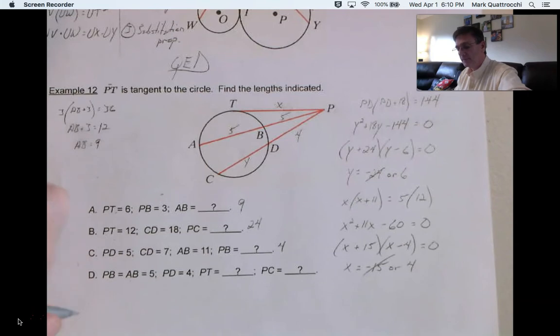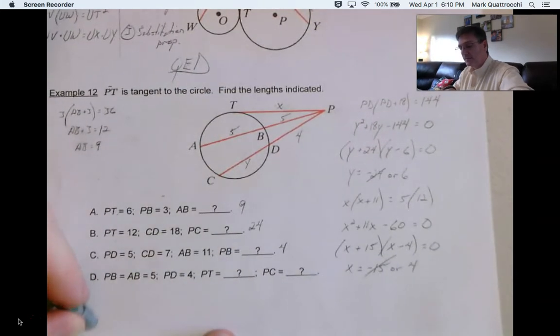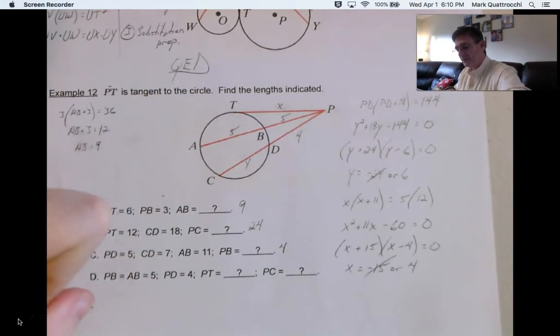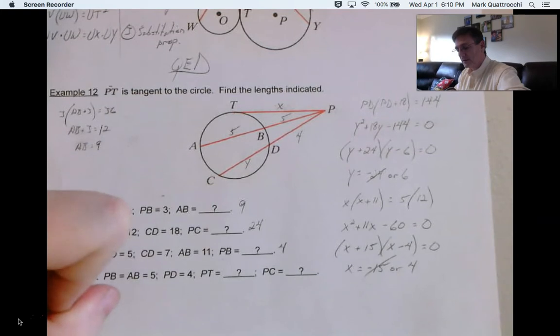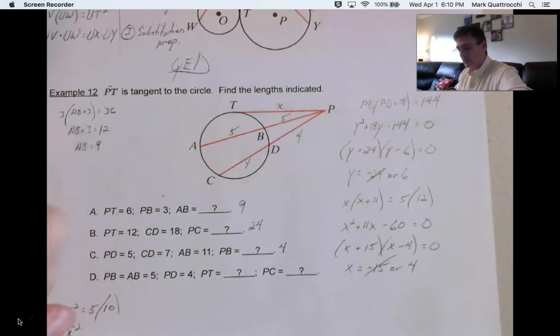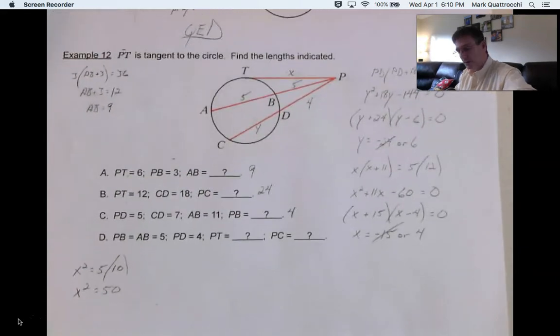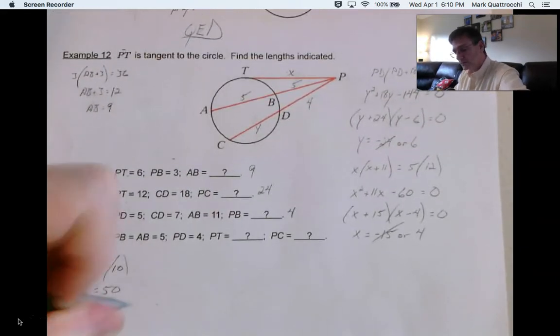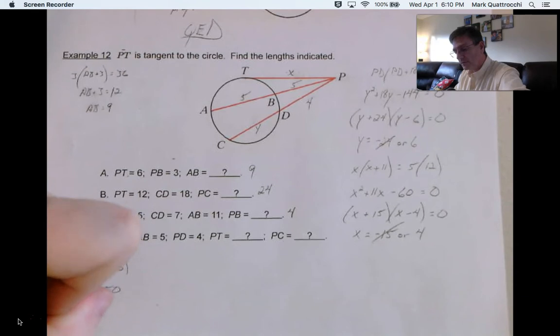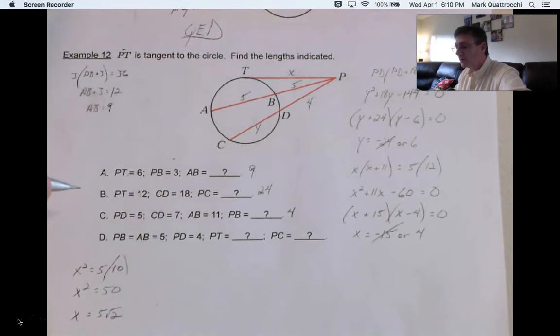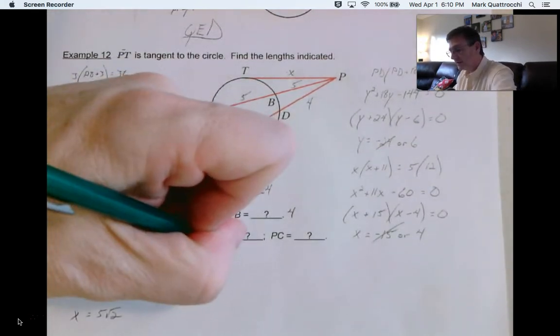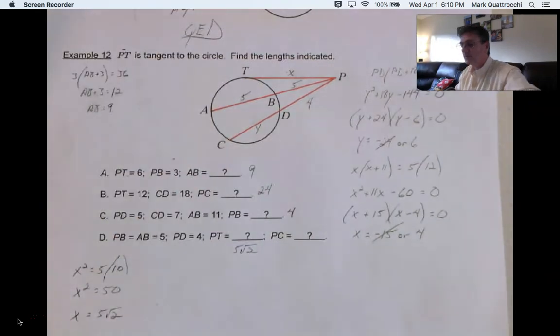When we head to the side, X squared equals 5 times 10. X squared equals 50. So X equals 5 square root 2, which is the length of PT.